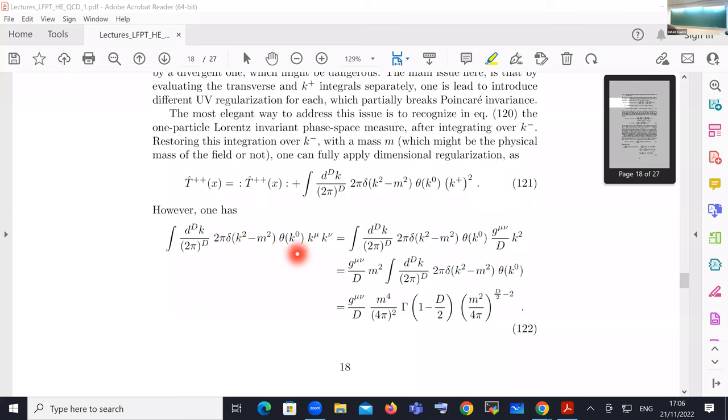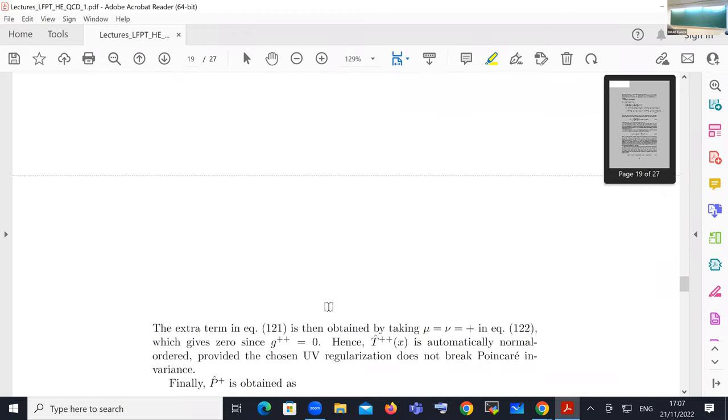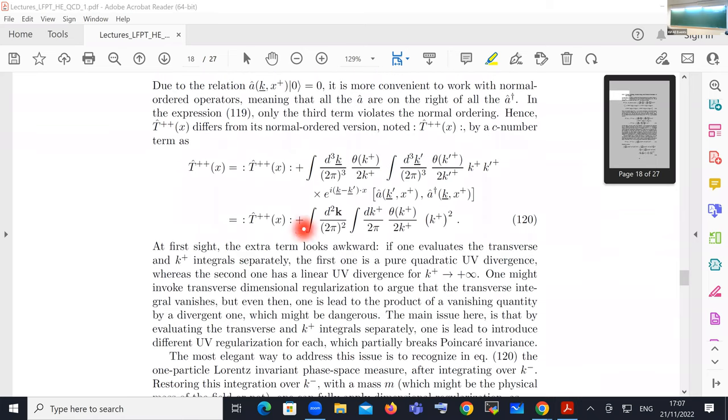Now we have this result, and we compare to that. What we wanted is the case where mu and nu are plus, we have k plus square. So if we put mu and nu to be plus, we have some well-defined answer, with a metric which would be g plus plus, and g plus plus is identically zero. So it tells you that if you use a nicely Poincaré covariant UV regularization here, this extra term is actually identically zero, which was not so clear before.